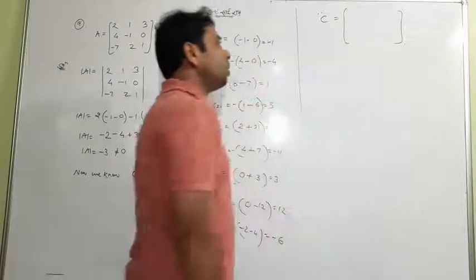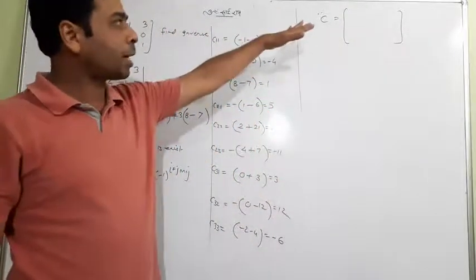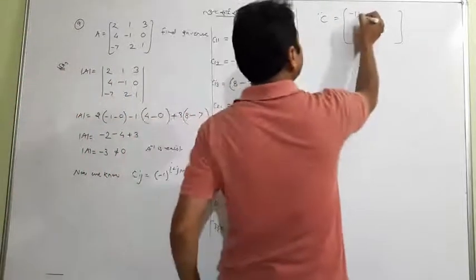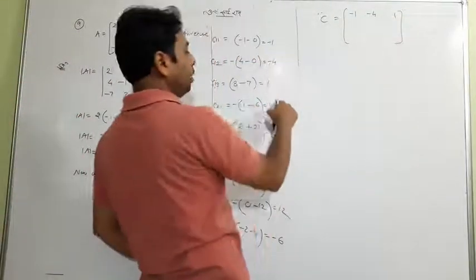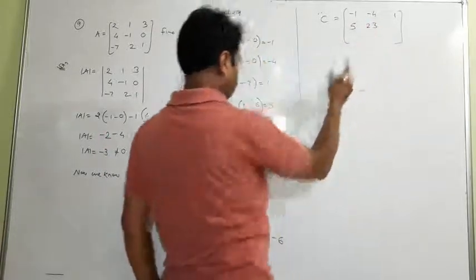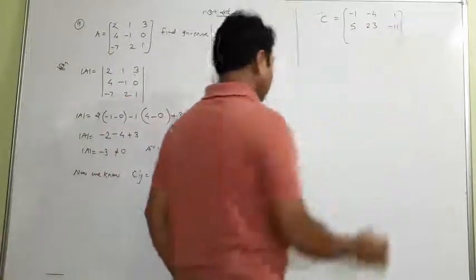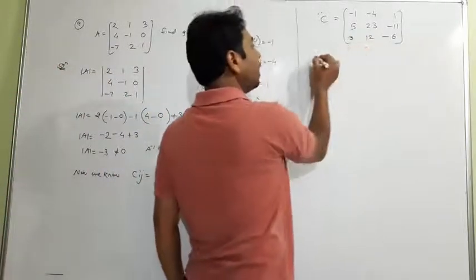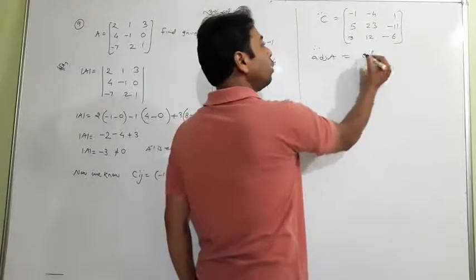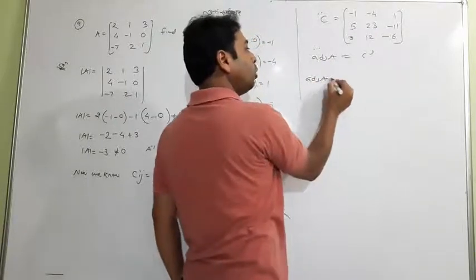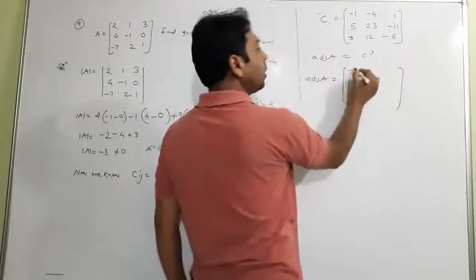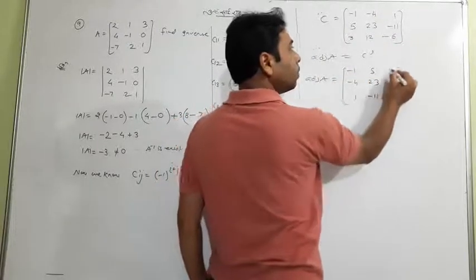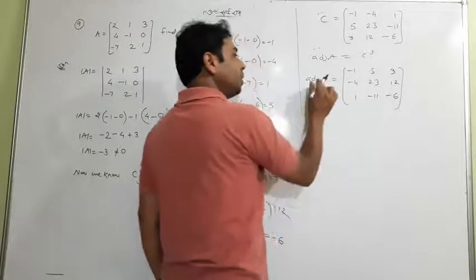So what I taught you, C11, C12. Actually the matrix is formed by the cofactors of all the elements of matrix A. So this is minus 1, this is minus 4, 1, 5, 23, 11, minus 11, 3, 12, minus 6. And lastly I would say adjoint of A, which is actually transpose of C. So adjoint of A is equal to C dash, which is minus 1 minus 4 1 5 23 11 3 12 minus 6. This is adjoint A.